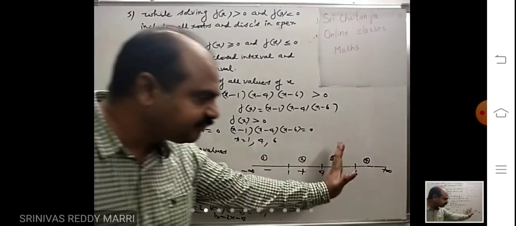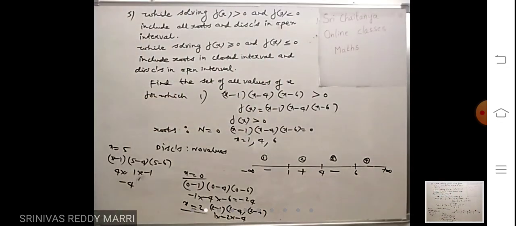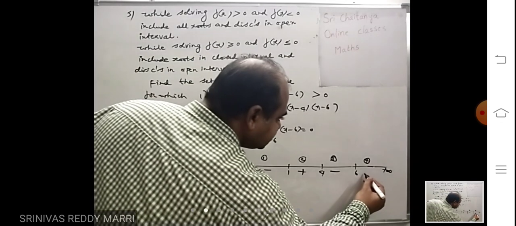Next, the last interval. 6 to infinity means greater than 6. Take any value, I am taking 7. 7 minus 1 is 6, 7 minus 4 is 3, 7 minus 6 is 1. What I am getting is a positive value. Just positive or negative is enough.